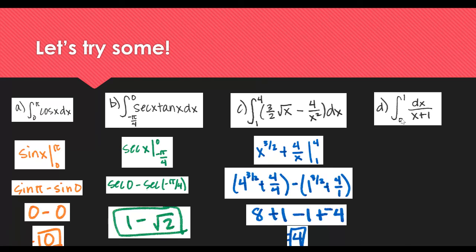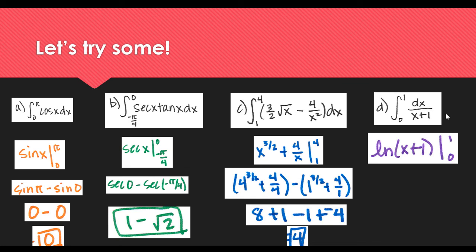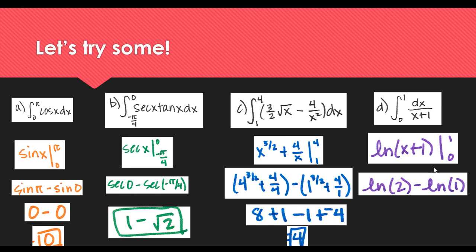Last one. So if I have dx over x plus 1, that's like 1 over x plus 1 dx. That tells me I've got an ln of x plus 1. So I plug in 1, I plug in 0. So 1 plus 1, that's ln 2. 0 plus 1, that's ln 1. ln 2 is a big gross decimal. If you try to put it in your calculator, it's going to be nasty. ln 1, if you put that in your calculator, is 0. So ln 2 minus 0 is just ln 2.